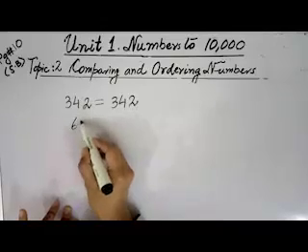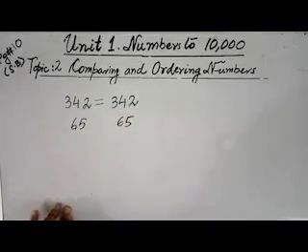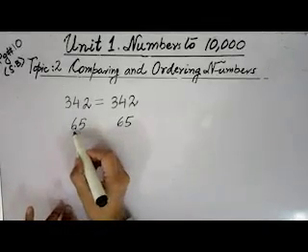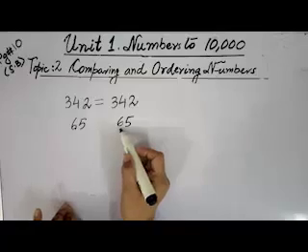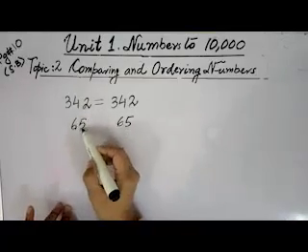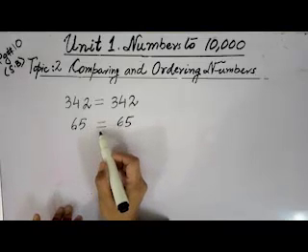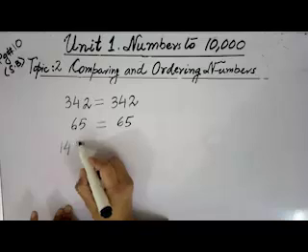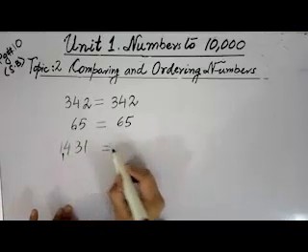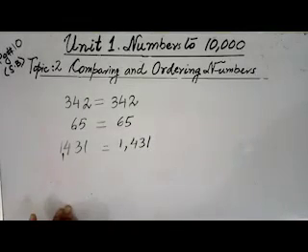Now if this is 65 and 65, yes. Now the highest place value is tens here and tens here. Both the digits on tens place are same, as well as on ones both are same. Which sign will go in between them? That would be equal sign. Likewise, 1,431 is equal to 1,431. Got it? So we have done with it.